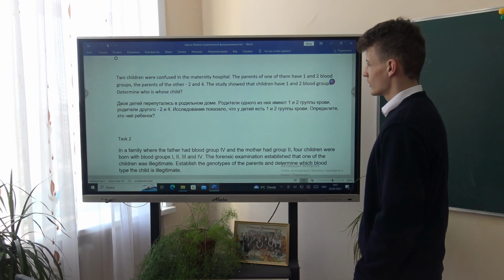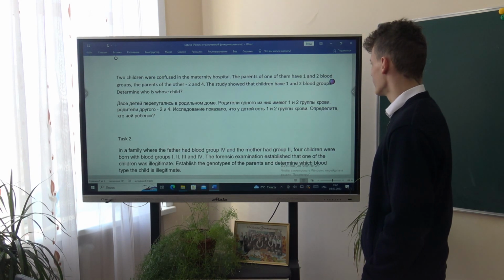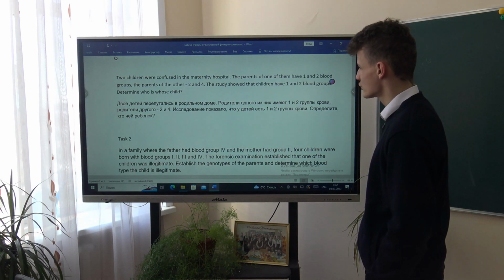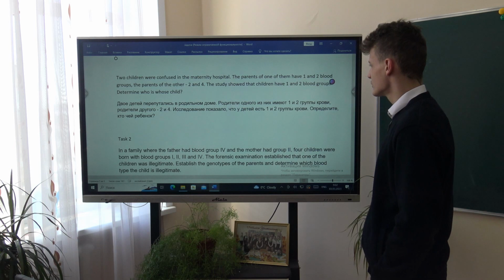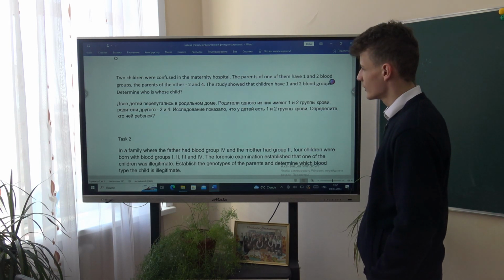Three children were confused in the maternity hospital. The parents of one of them have 1 and 3 blood groups. The parents of the other, 3 and 4. The study showed that children have 1 and 3 blood groups. Determine who is whose child.